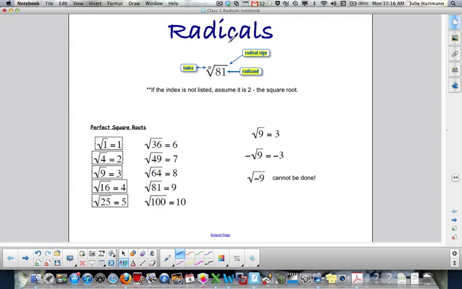All right, Chapter 7 starts out with radicals. This is somewhat of a review. We've already looked at them, your perfect squares. If you don't know them, write them out. Pause the video. A couple things to look at over here.